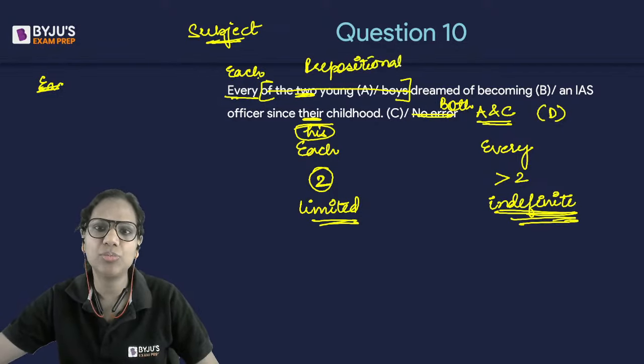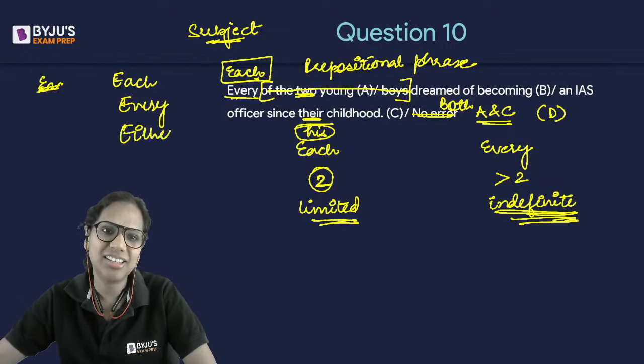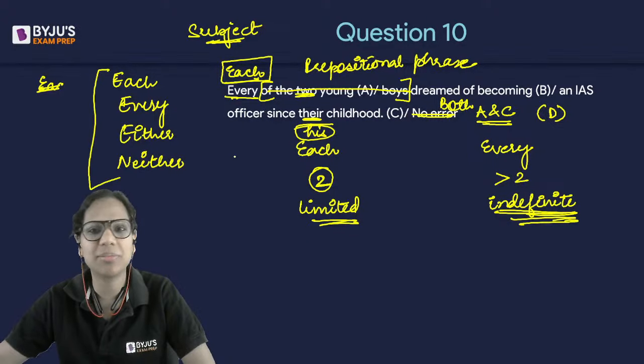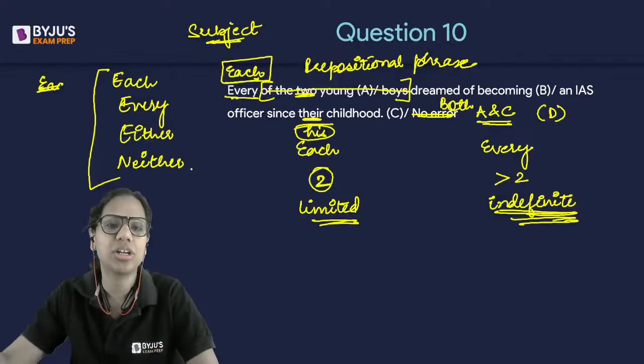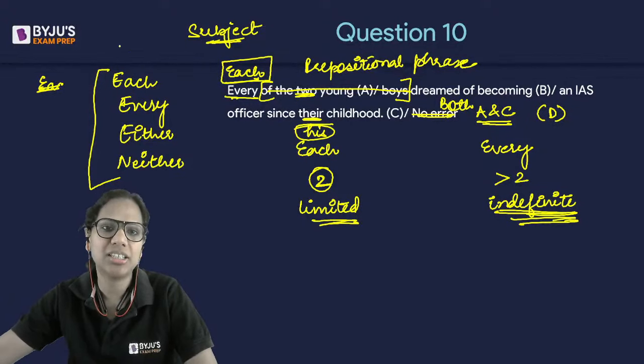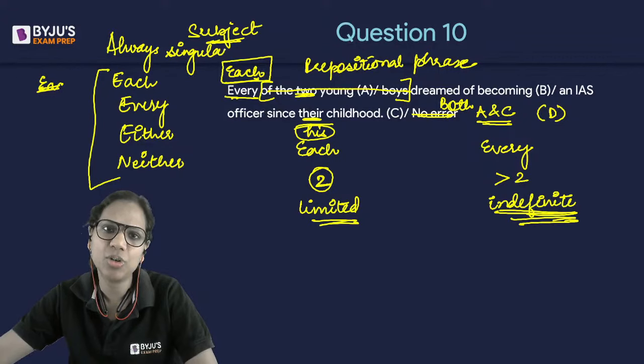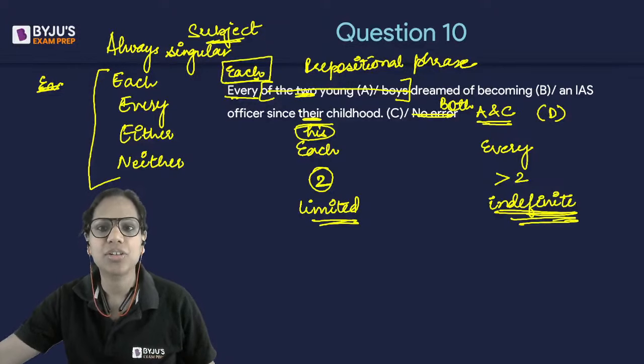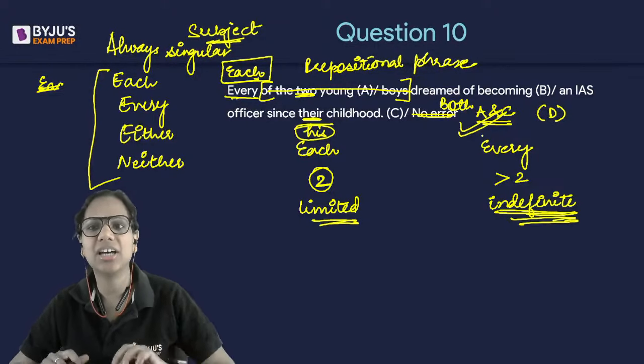ठीक है, तो each अगर subject है, then remember this always: each, every, either, neither. When they are used alone, by alone I mean मैं either or neither nor की बात नहीं कर रही हूँ. I am just talking about either, neither when used singly, not with or and nor. So each, every, either, neither, always singular. So it's again a subject verb agreement concept. ठीक है, so it will be his childhood. So both A and C are erroneous here.